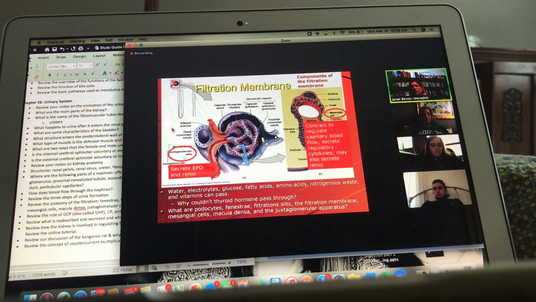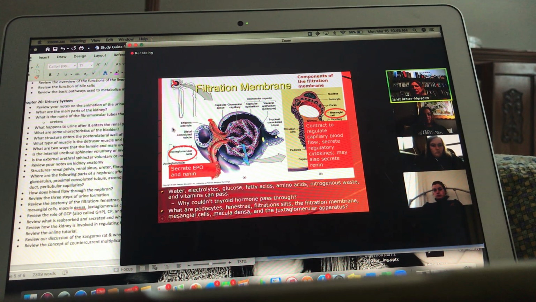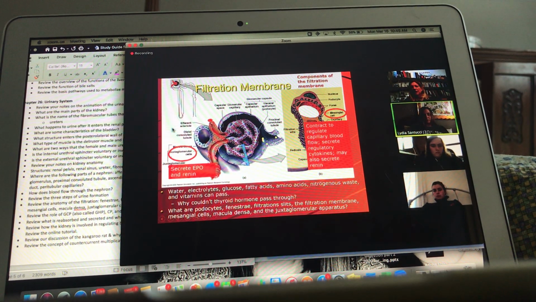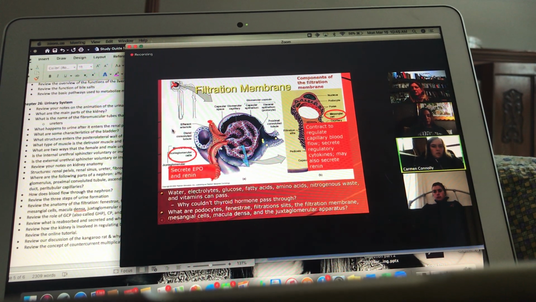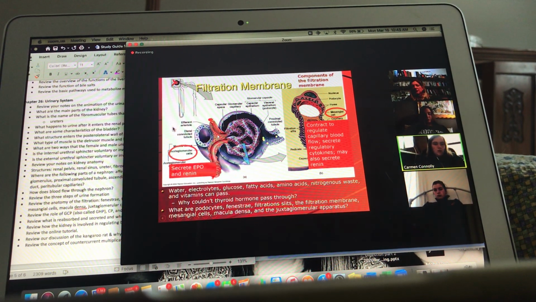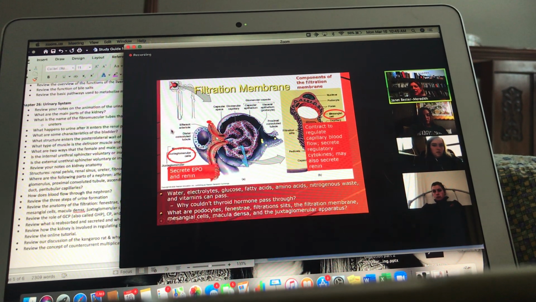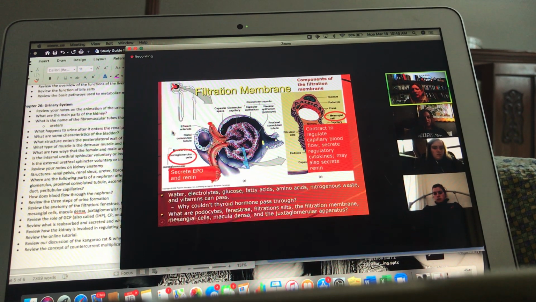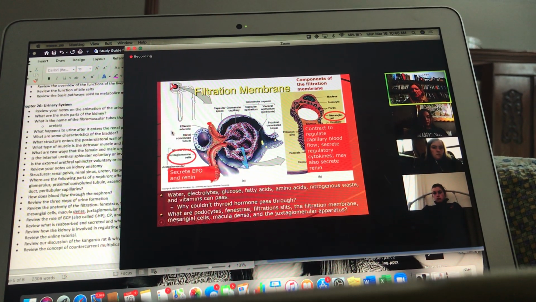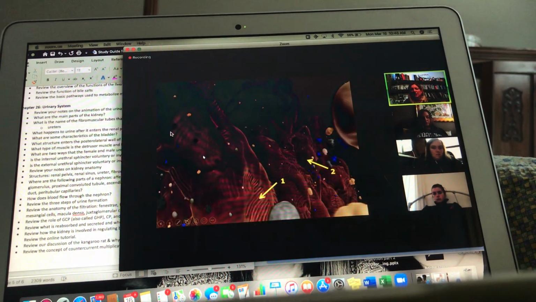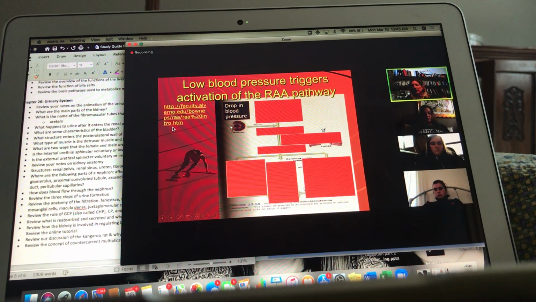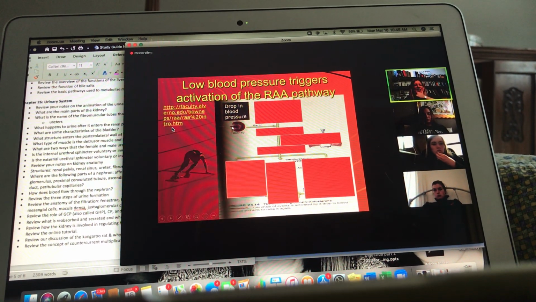So remember that one thing that you don't want to forget is that these juxtaglomerular cells are the ones that are secreting EPO and renin. And where are they located? In between the distal convoluted tubule and the arterioles. And together with the macula densa, which are part of the distal convoluted tubules, we have this thing called the juxtaglomerular apparatus. So remember that the RAA pathway, when you think about renin, you should automatically think about the RAA pathway.